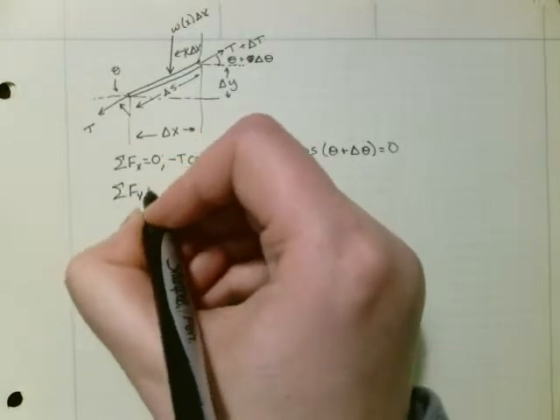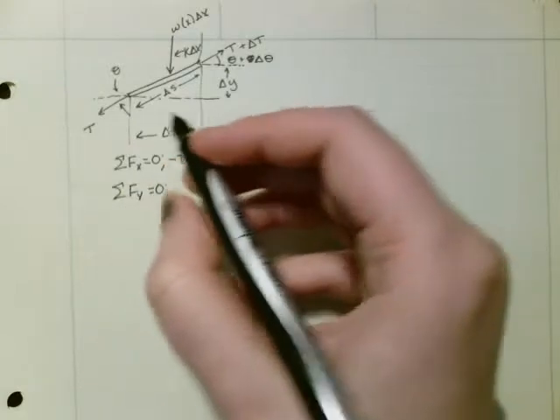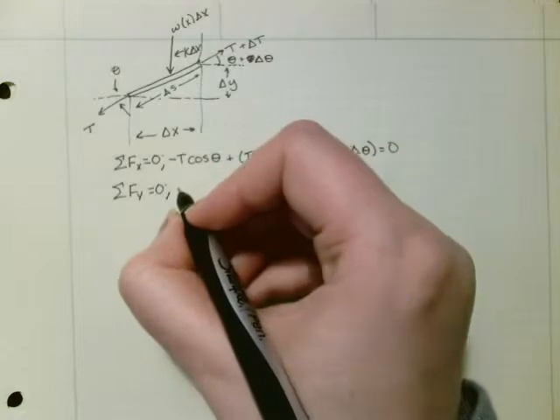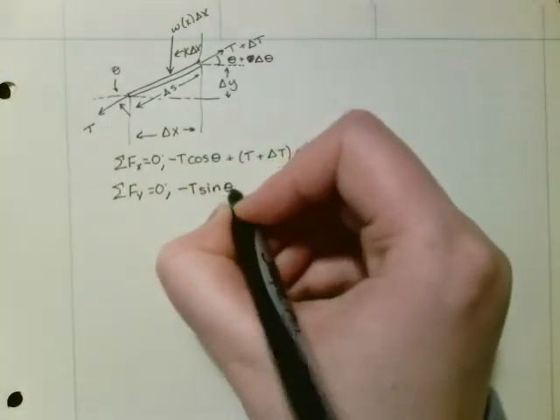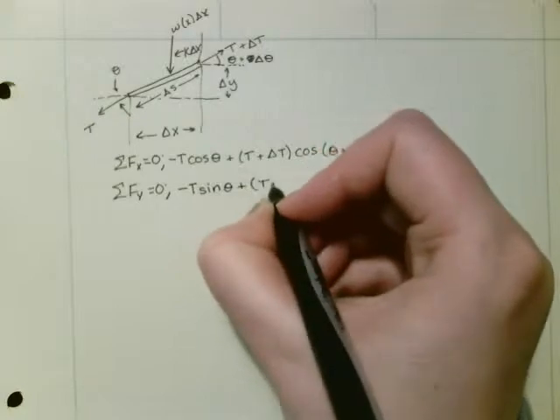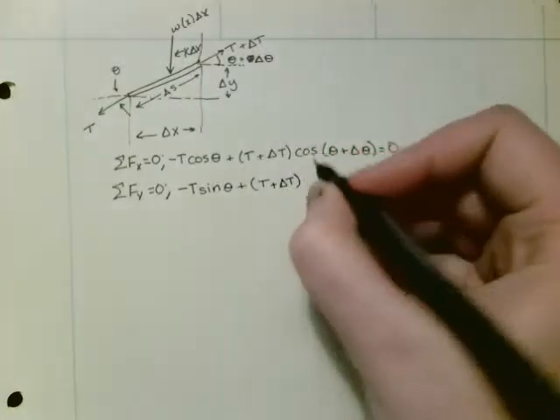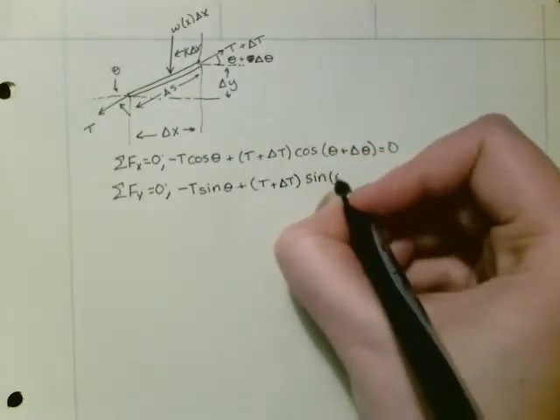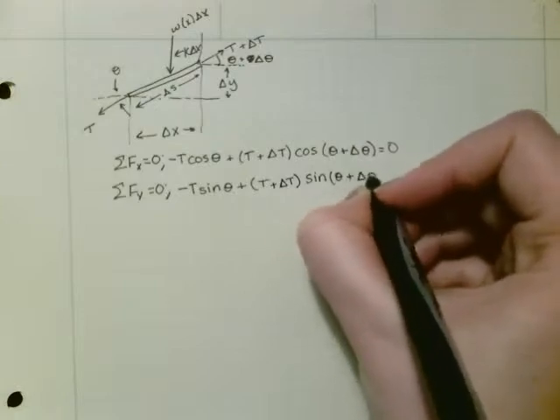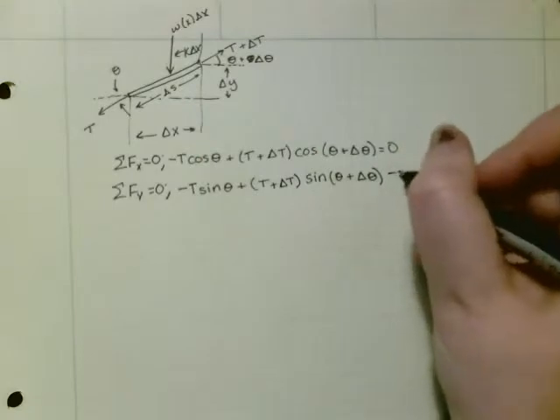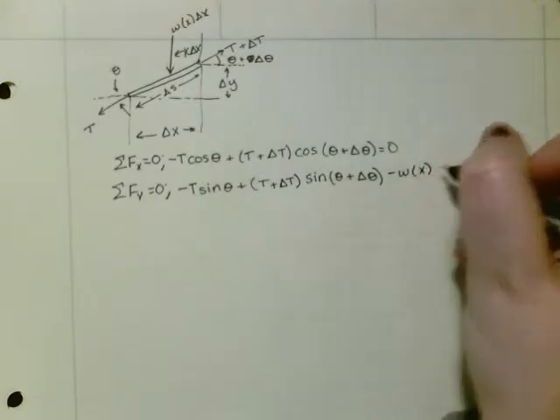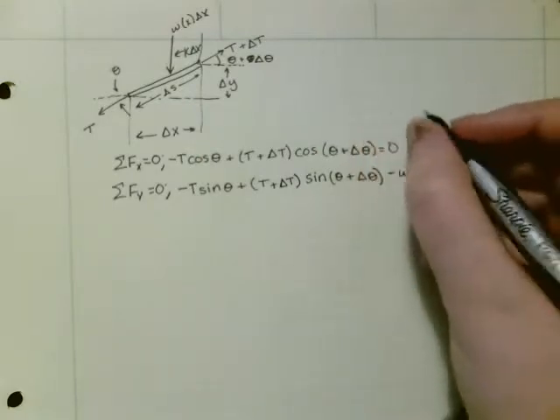The sum of the forces in the y direction would be equal to, let's see, negative T sine theta plus T plus delta T sine of theta plus delta theta. And then also we would have minus W of X delta X.